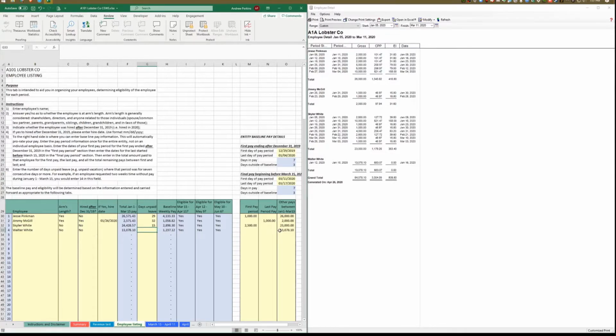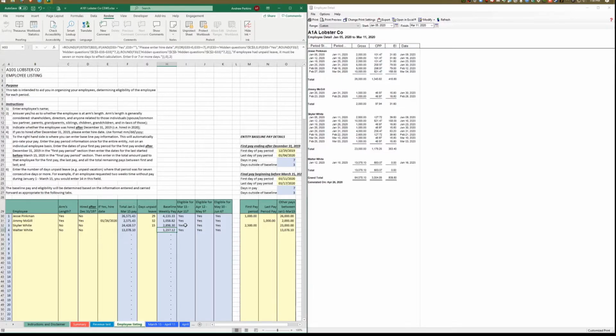So he received one pay of $13,000, but this is calculating a baseline pay of $1,237. Well, that doesn't make sense if that was his one pay period, because obviously his weekly remuneration would be $13,000. So this is an easy one to calculate.